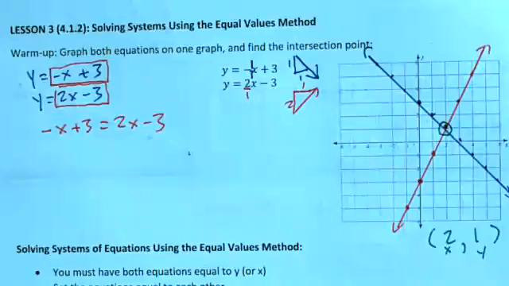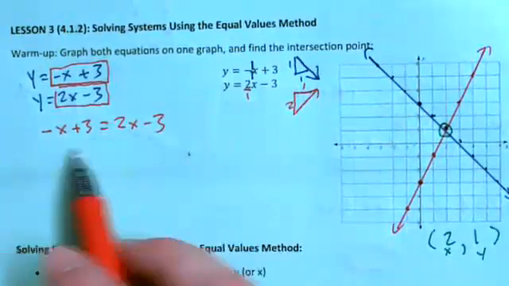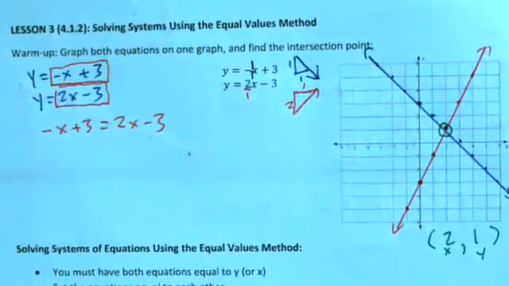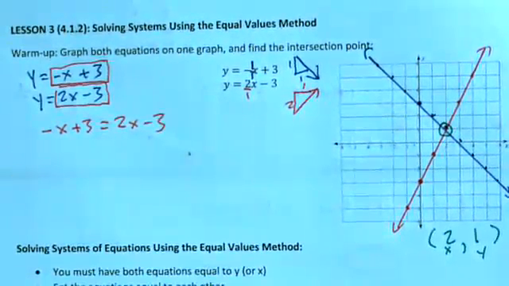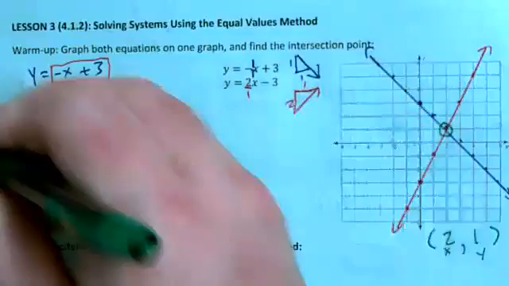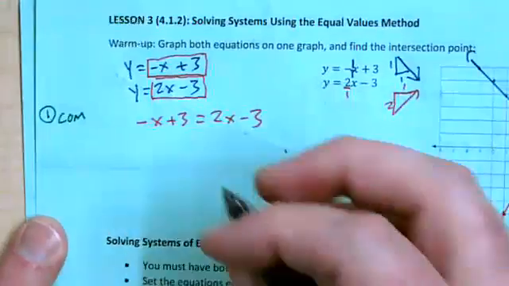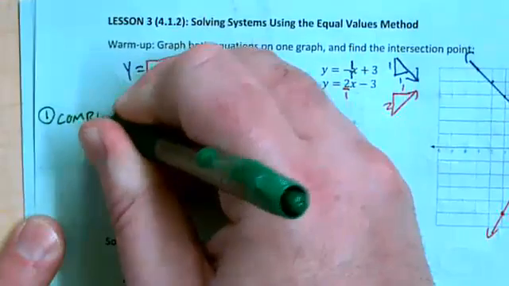That's the key step to equal values method. Take your two equations, combine them together into one. Now we have an equation that only has x's in it, and we can solve that. Let's do a little annotation here off to the side. Step 1 here, I would say we combined. Sorry, you can't see that. No, it's on there.